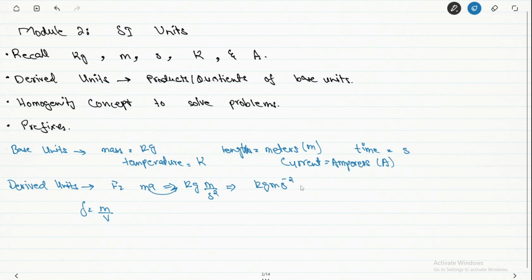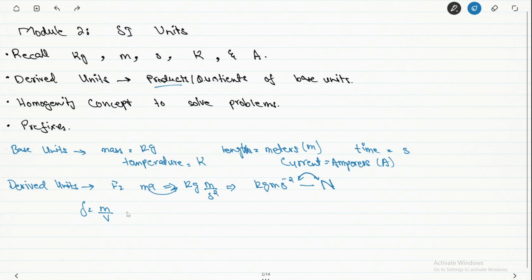But force is said to be in newtons, right? So Newton is a derived unit which consists of these basic units. So this is the idea of derived units. It is always a product or a quotient of base units. It's a product of kg and meter, and the second square is a quotient. So just remember that derived units are products or quotients of base units.